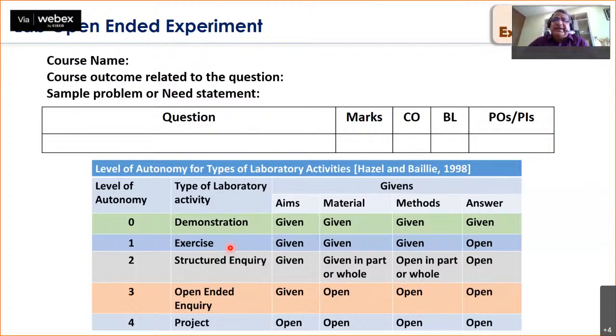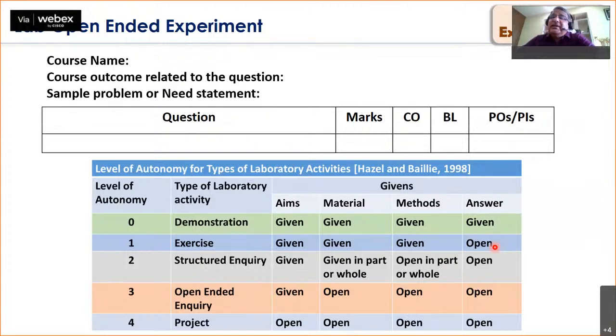Then they said go to the second level exercise, where the aim, apparatus and method are given, but the answer will vary from batch to batch. From my own lab, I am in IC engines. If your students are conducting experiments on either a petrol or diesel engine, whichever it may be, you ask one batch to conduct the experiment at 20% load, another 40%, another 60, 80, full load. Even though the aim, apparatus and procedure are the same, because the load is changing, results will vary. The power developed will vary, efficiency will vary, emissions will vary.